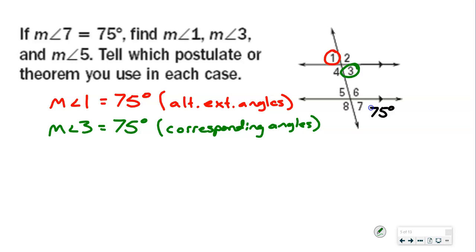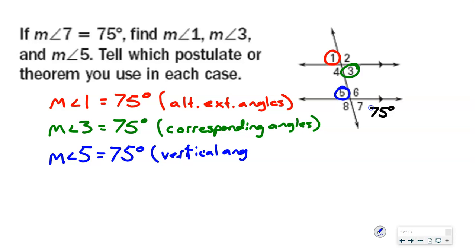Okay. And then angle 5, its relationship to angle 7, that would be vertical. And vertical angles are congruent. So the measure of angle 5 is 75 degrees, because of the vertical angles congruence theorem. Vertical angles.